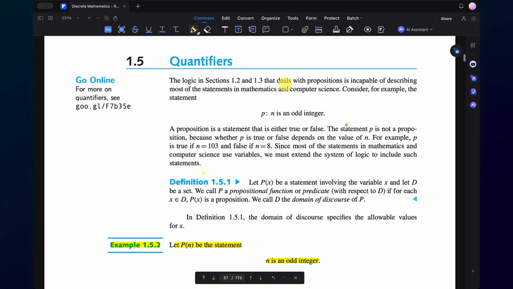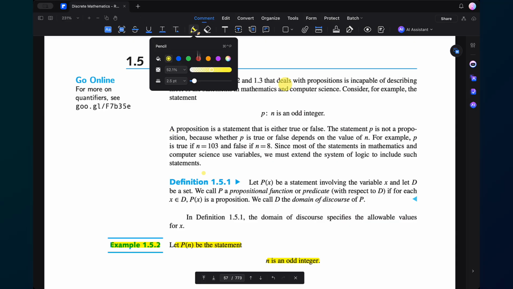Okay, so here we go, quantifiers, section 1.5. All right, so let's get right to the definition here. So what is a quantifier? There's two different types.